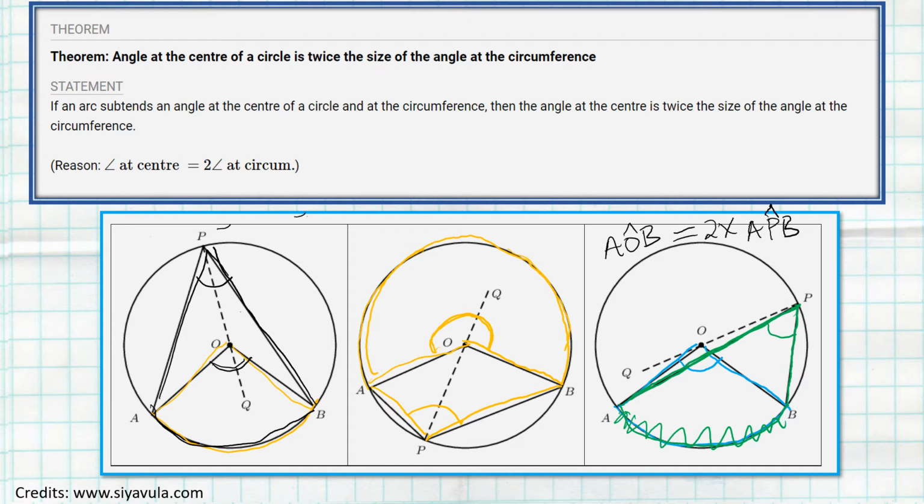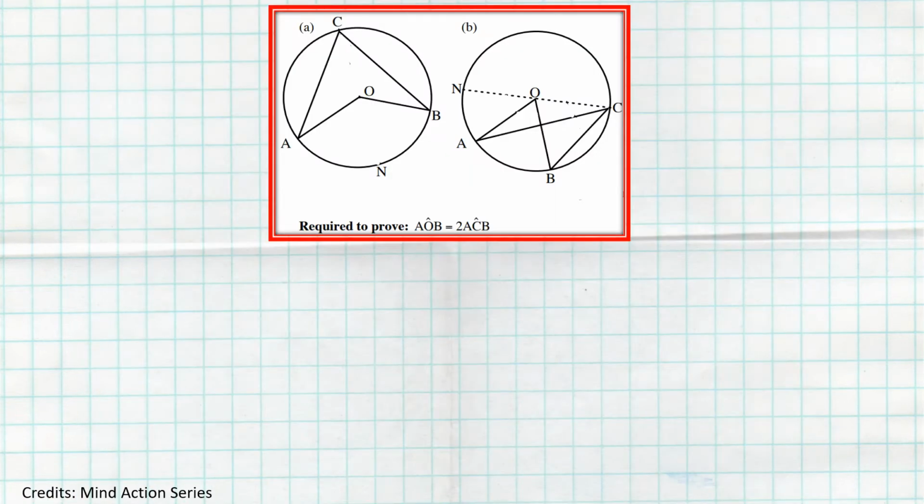Let's go and check how we can prove this theorem. We want to prove this theorem, and it's an exam kind of question.